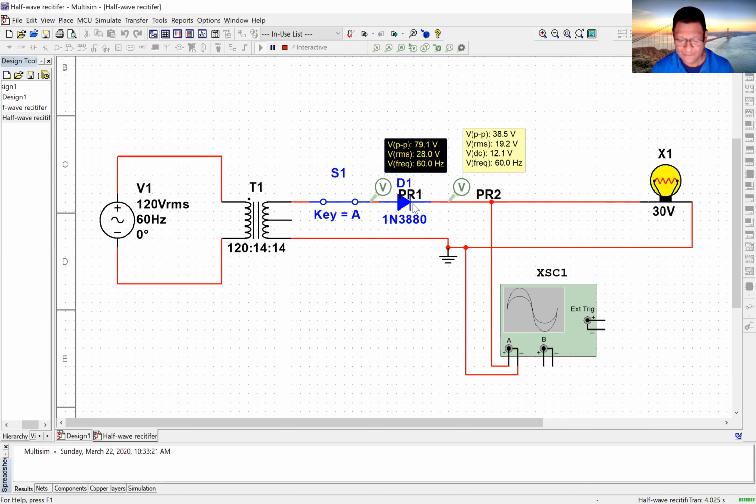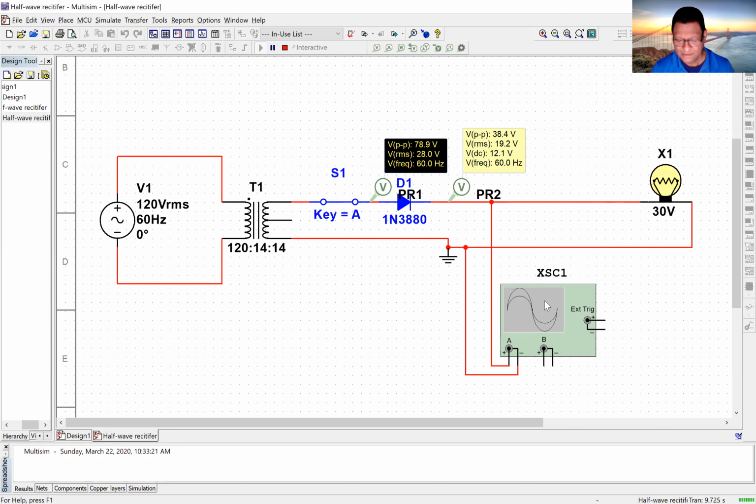Right here, right after the diode, then we have the same 60 hertz. And then we have a voltage DC, which is equal to 12.1. You can see that the light bulb is working. But here, at the same moment, we can see that we have a ripple voltage, which is equal to 19.2 volts. And still, we can determine what is the peak-to-peak voltage of our rectified voltage. Because as I mentioned before, this is pulsating DC.